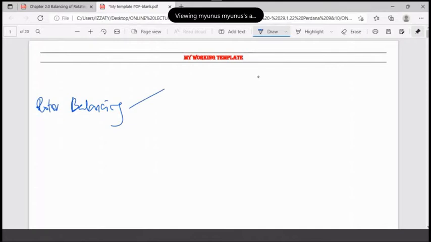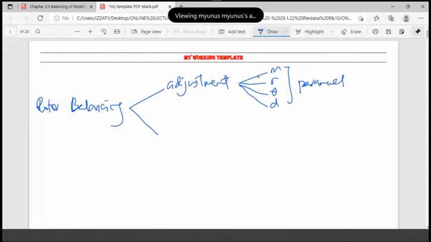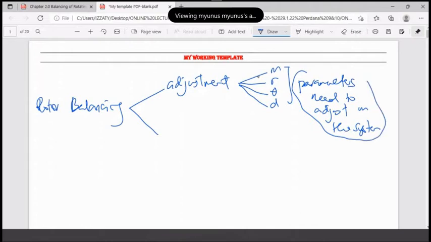What you have is a measure task talking about adjustment. What we adjust is the mass, the radius of eccentricity, the position, and perhaps the distance, which we call D. So these are all the parameters that you need to adjust. Adjust means that sometimes you have to put, sometimes you don't have to, on the system so that the system will be totally balanced. So this is our aim now.